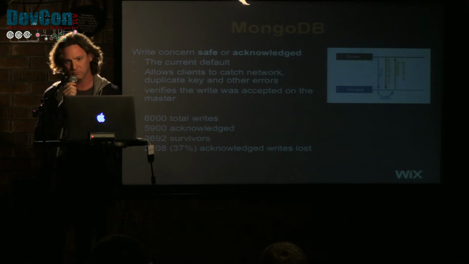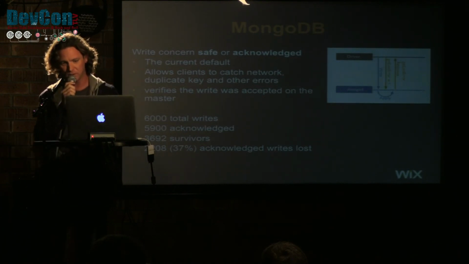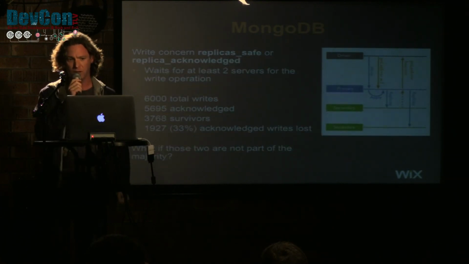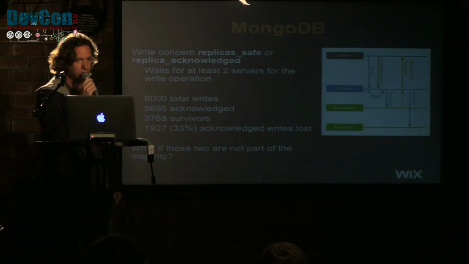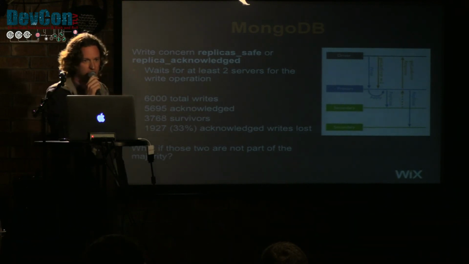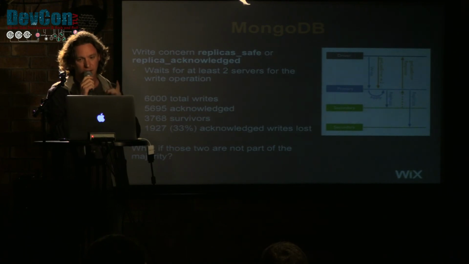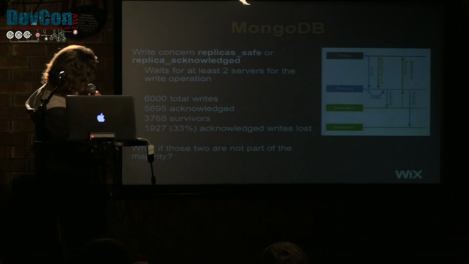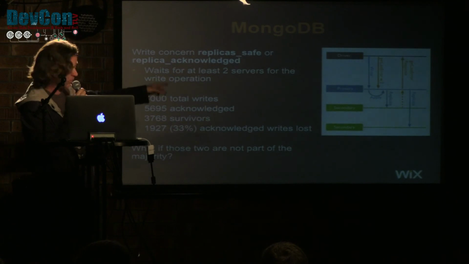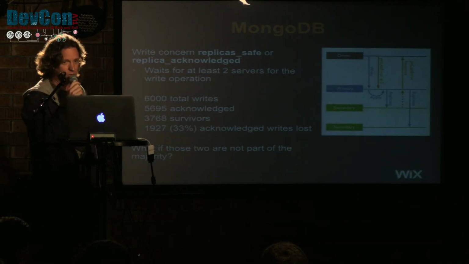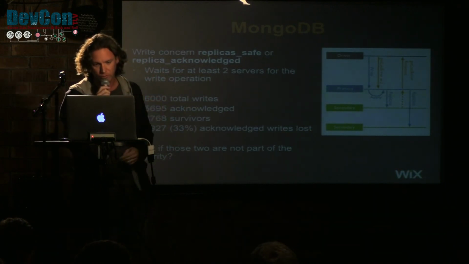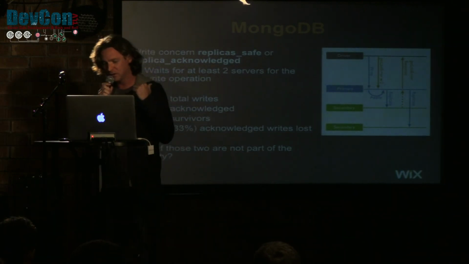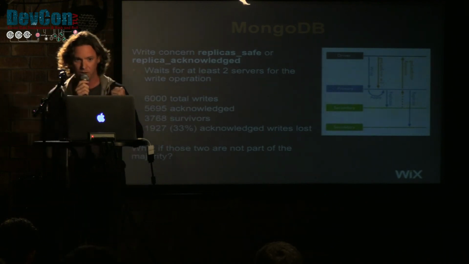37% data loss. It's an improvement, but still 37%. There's another write concern called replica safe or replica acknowledged, meaning that Mongo would write the data to at least 2 nodes. Actually, if I remember right, that picture is wrong. That's from Mongo, because it does write to 2 nodes, but the primary is counted as one of those 2 nodes. And in this case, they got 33% data loss.